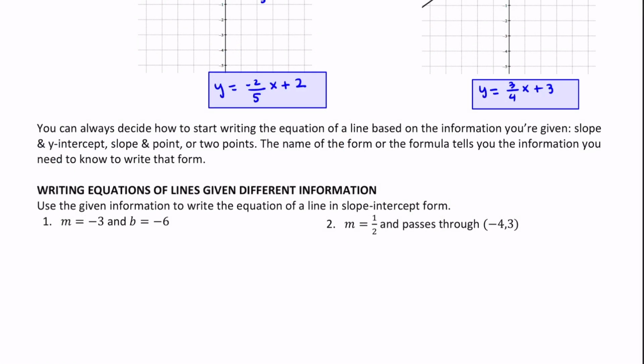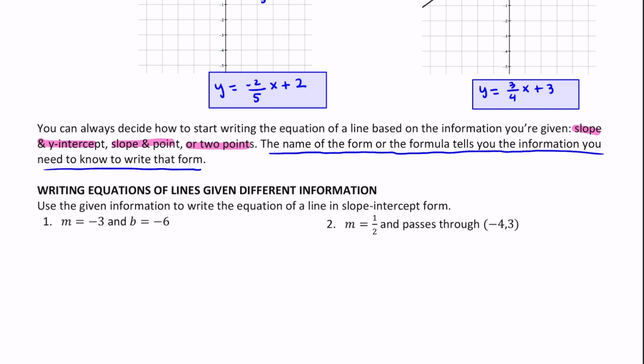You can always decide how to start writing the equation of a line based on the information you're given: slope and y-intercept, slope and point, or 2 points. The name of the form or the formula tells you the information you need to know to write that form.